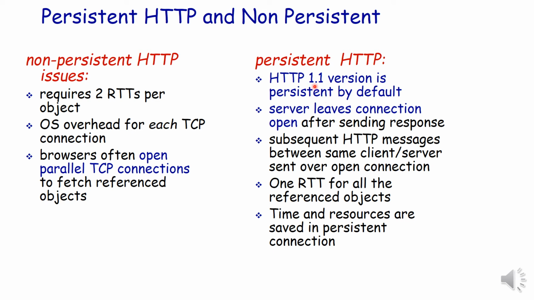HTTP 1.1 is a version, and it by default uses a persistent connection. The server leaves the connection open after sending the response message. The connection is not closed, and subsequent HTTP messages between the same client and server are sent over the open connection. Only once the data transmission is finished does it close the connection. So there is one RTT for all the referenced objects. Another advantage is that time and resources are saved in the persistent connection.